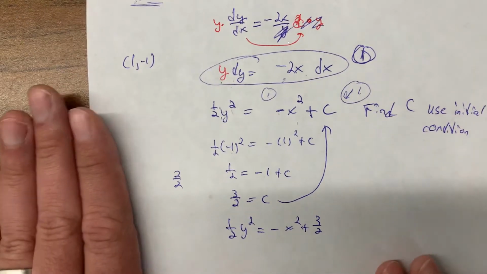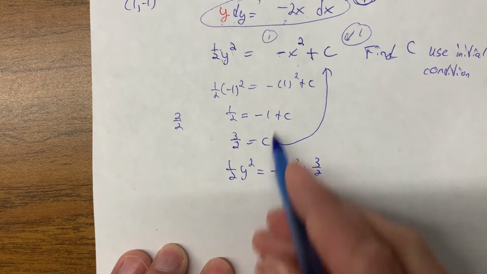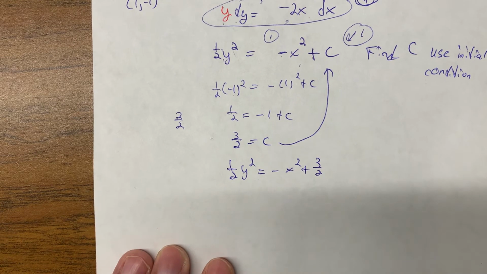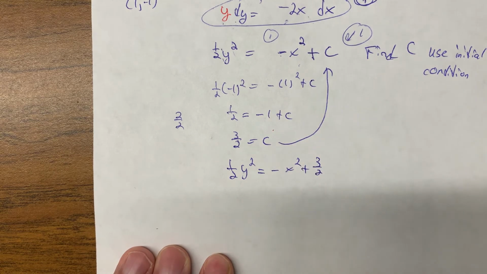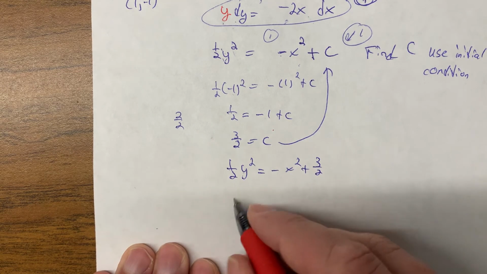And now you need to solve for y. So we plugged in our c, and you need to solve for y. Guys, you can't get the points for solving for y if you didn't find c, because you won't get the right solution for y. So always make sure you're plugging in to find c. How do we solve for y here?